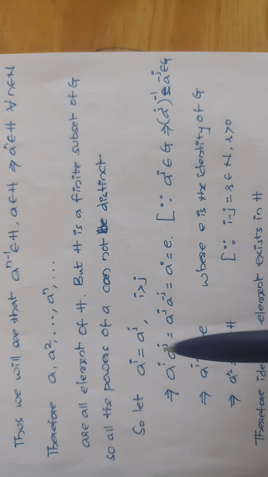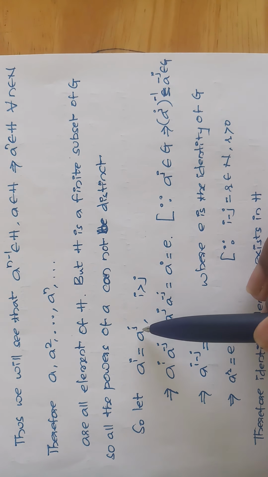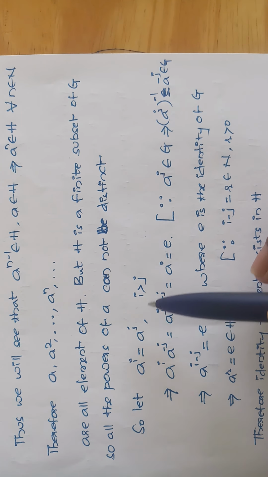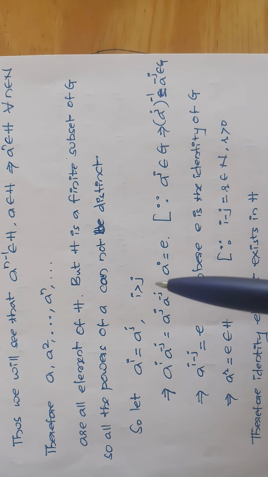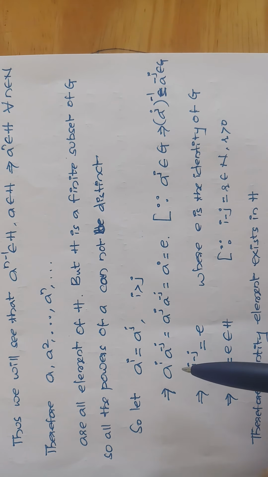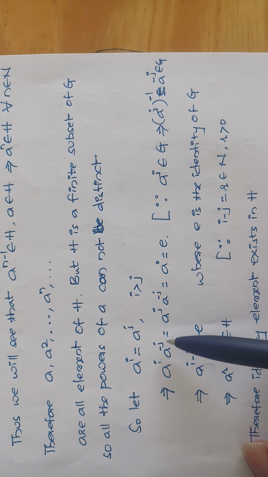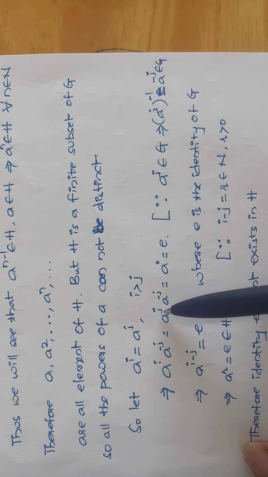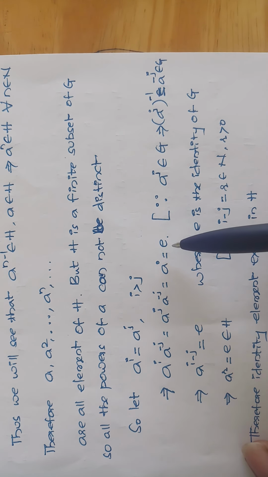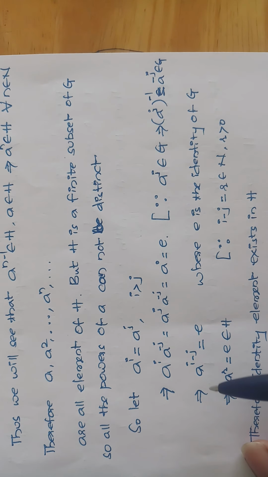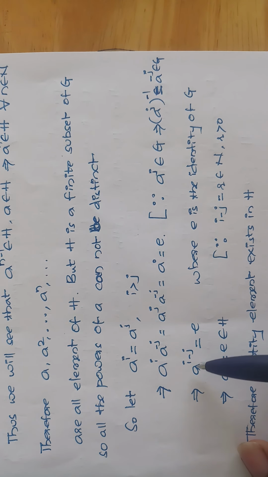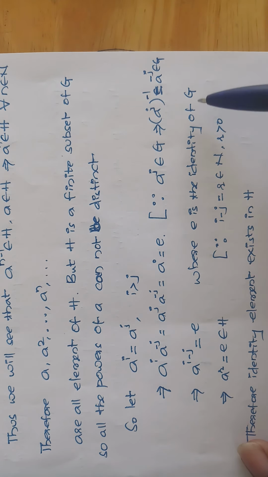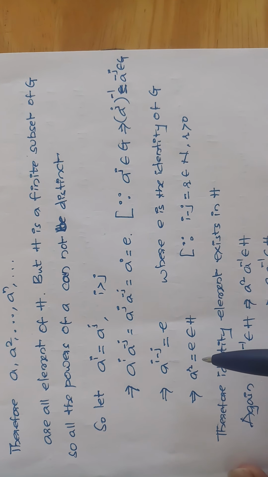So here I am taking aⁱ = aʲ, with i strictly greater than j. That implies that aⁱ·a⁻ʲ = aʲ·a⁻ʲ. Since the bases are the same, the powers can be added. So aʲ⁻ʲ is a⁰, and a⁰ is the identity element e. That implies that aⁱ⁻ʲ = e, where e is the identity element of G. So I take aⁱ⁻ʲ as r.